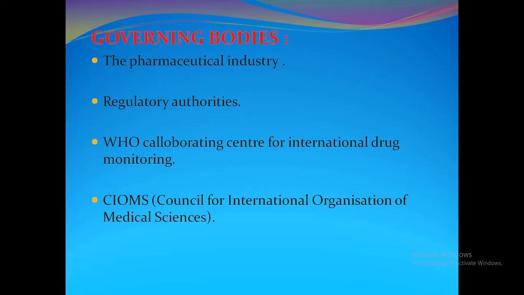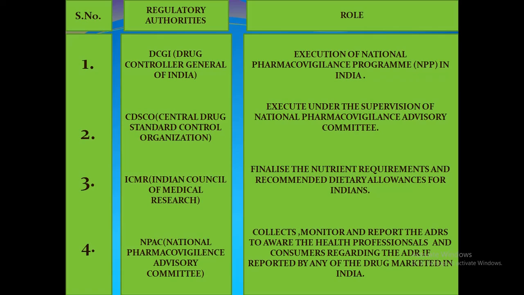Now coming to the next point, governing bodies of pharmacovigilance. Governing bodies are the pharmaceutical industry, the regulatory authorities, the World Health Organization Collaborating Center for International Drug Monitoring, and CIOMS, that is Council for International Organizations of Medical Sciences. Now look at this descriptive chart showing regulatory authorities and their role and function.